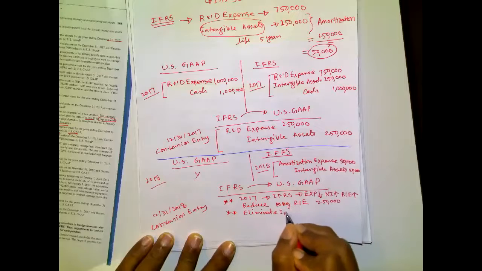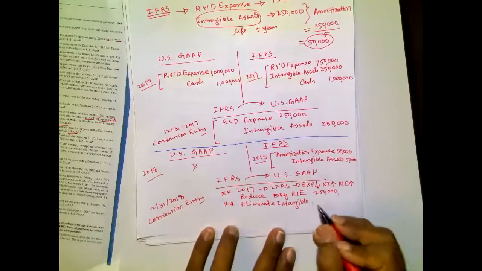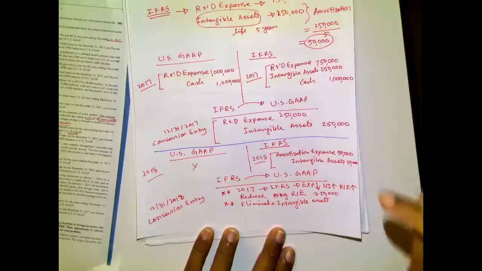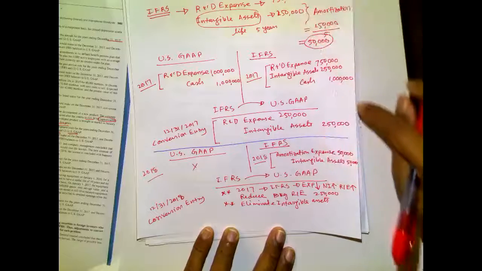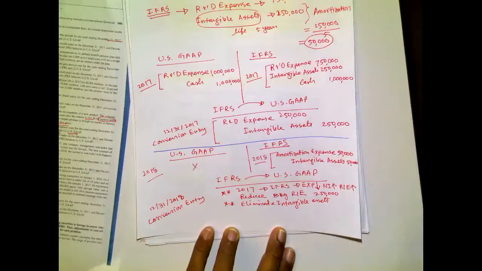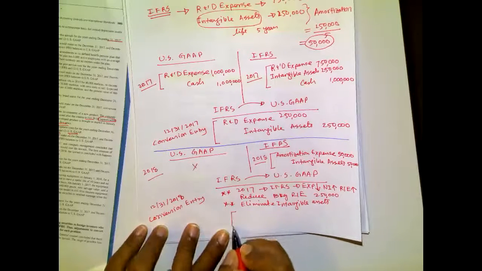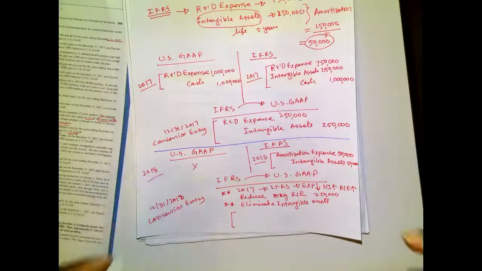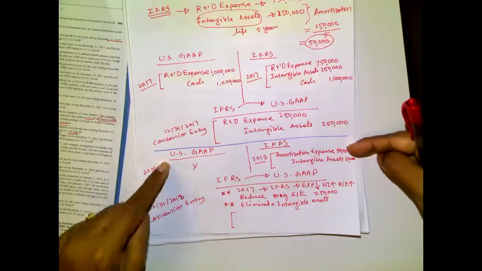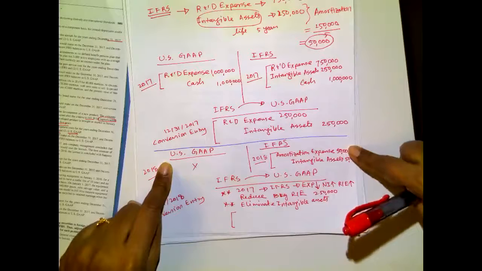I'm just writing all notes so that you understand why it's debit, credit, intangible assets. But how much? It was originally 250, then you already reduced by 50,000, so your intangible assets you have to reduce by 200,000. Now if you compare only 2018, here they have an expense, and GAAP should not show that expense. So you have to eliminate that expense too.